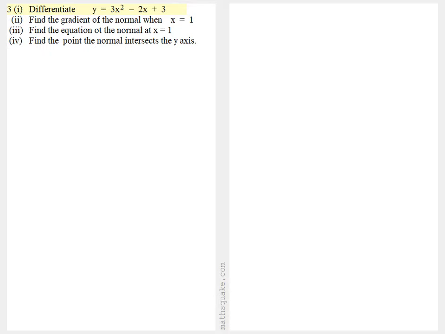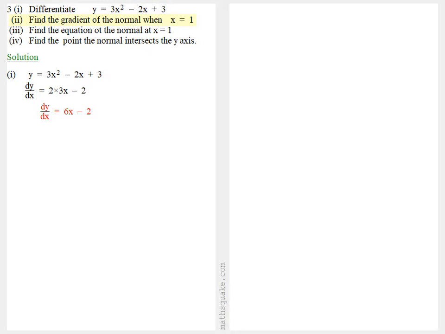Now in question 3, we're asked to differentiate y equals 3x squared minus 2x plus 3. Now we have y equals 3x squared minus 2x plus 3. When we differentiate 3x squared, the 2 comes to the front, leaving 2 times 3x to the power 1, or 2 times 3x. And when we differentiate minus 2x, that just becomes minus 2. So dy by dx is equal to 2 times 3x minus 2, or dy by dx equals 6x minus 2.